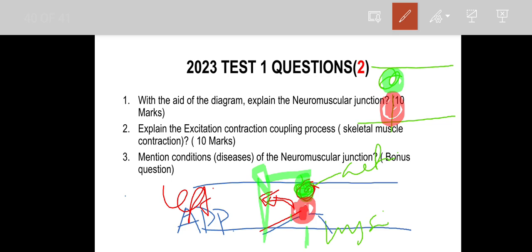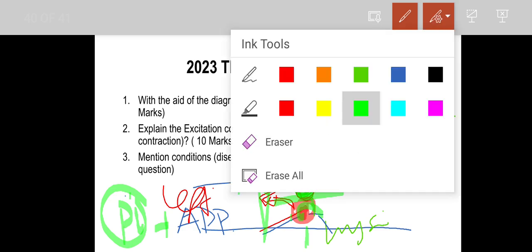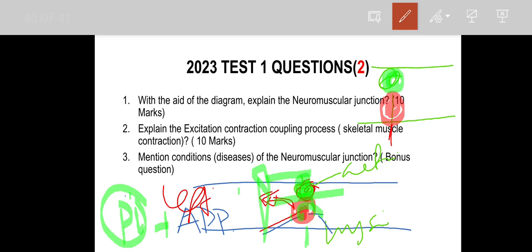And power stroke happens when the phosphate group detaches from ADP. When phosphate detaches, then there is a power stroke. And then what happens is this. What is the sliding filament? The sliding filament is that myosin and actin slide past each other. They slide past each other, then making them like this on top here.